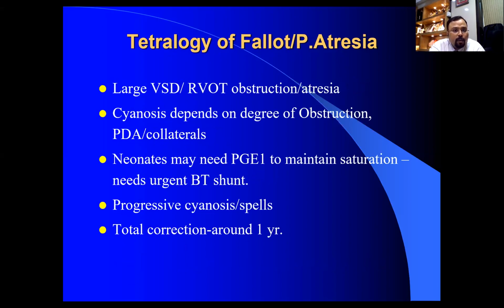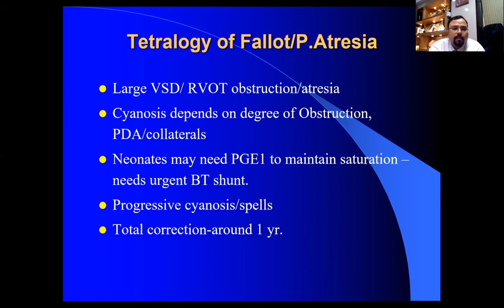If the PDA is large or there are multiple collaterals, then you won't see severe cyanosis. A neonate may need PGE1 to maintain saturation, which we start at 5 to 10 nanogram per kg per minute, and we can increase it up to 100 nanogram per kg per minute. Sometimes they may need an urgent BT shunt in the neonatal period, that is Blalock Taussig shunt, a connection between pulmonary artery and aorta. There will be progressive cyanosis or spells.